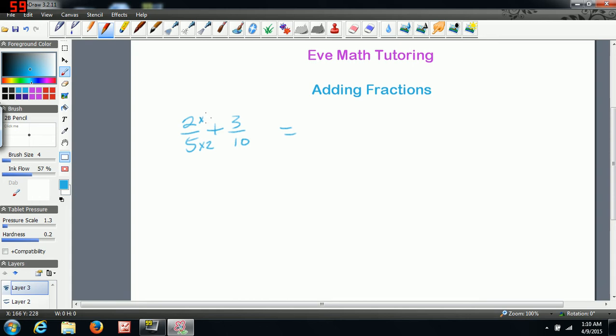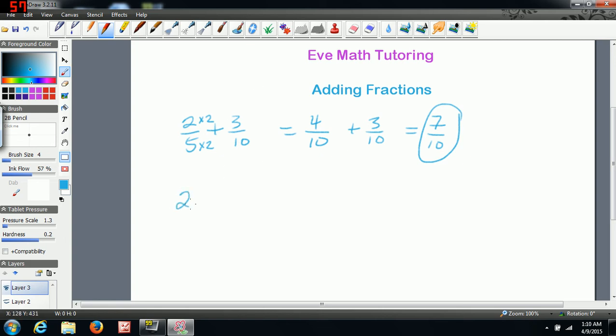Whenever I do the bottom of this fraction, I'm going to do the same thing to the top. So I get 4 over 10 plus 3 over 10. Okay? Now at this point, you go ahead and add, and you get 7 over 10. There is no number that would divide both 7 and 10 other than the number 1. Therefore, this is your final answer.